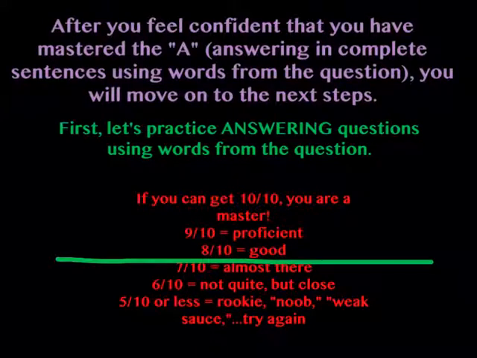7 out of 10, you're almost there. I'll give you 10 more questions, and if you master those, you can move on. 6 out of 10, not quite, but you're close also. 5 out of 10 or less, you're a rookie, noob, weak sauce. You need to try again until you can pass stage 1. Good luck!